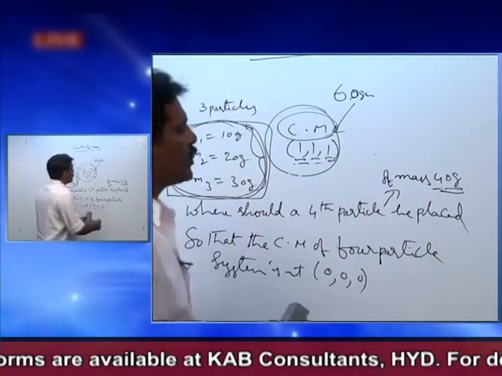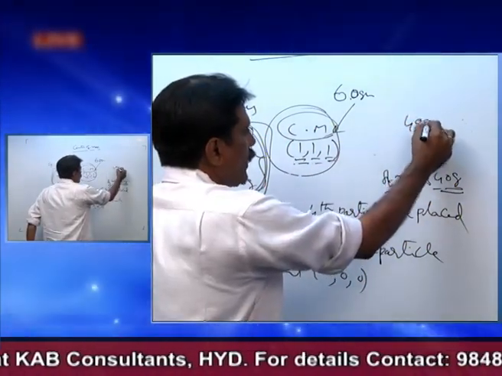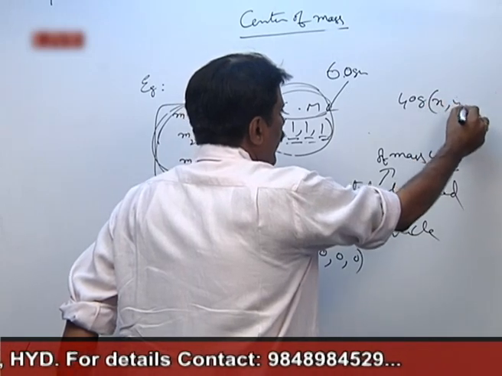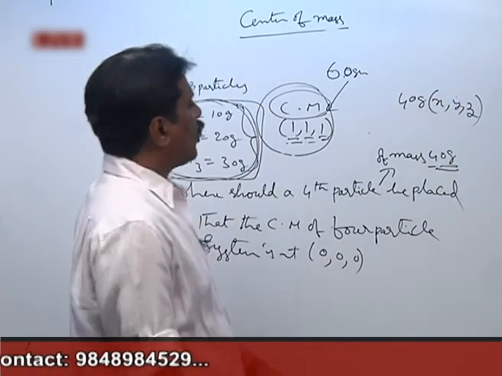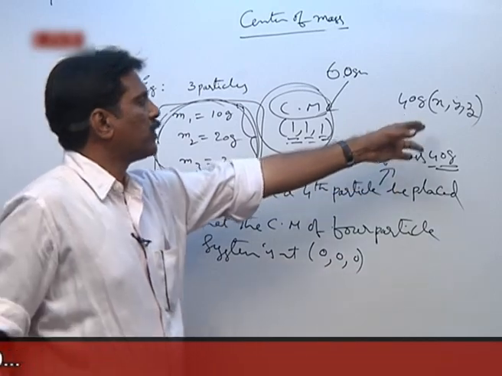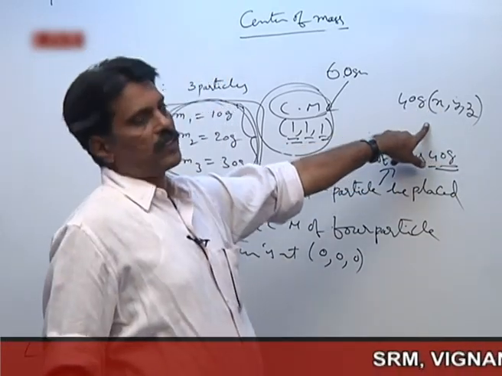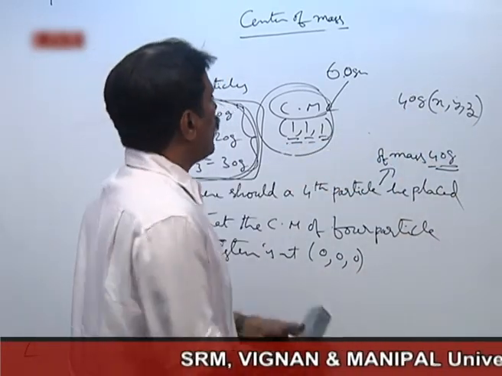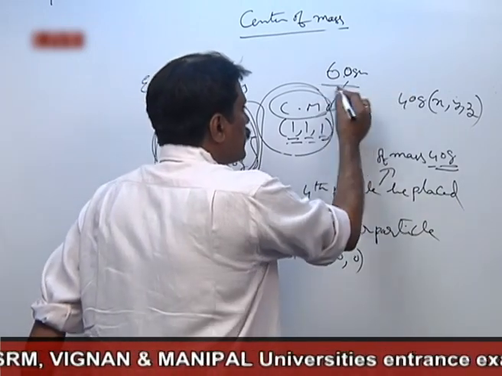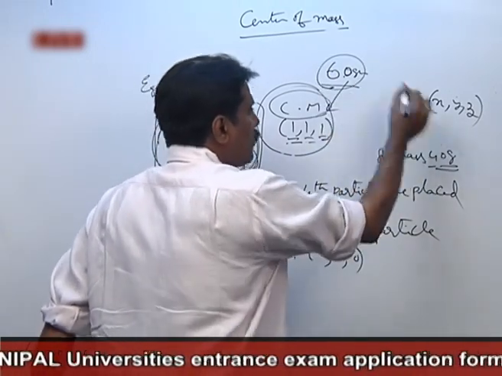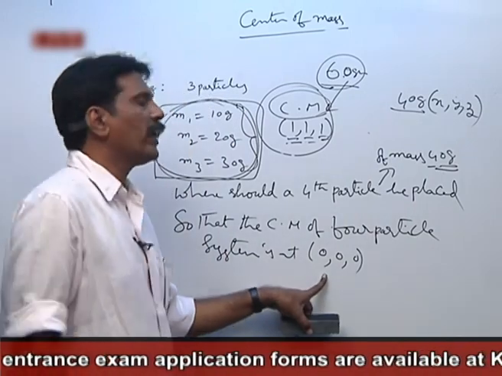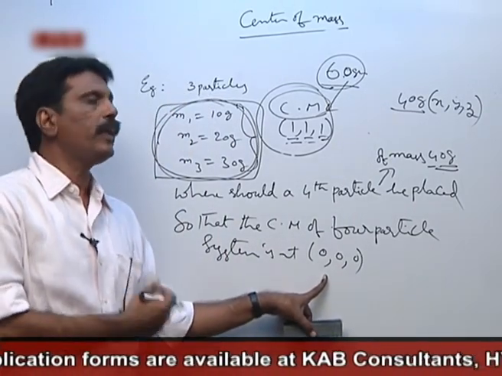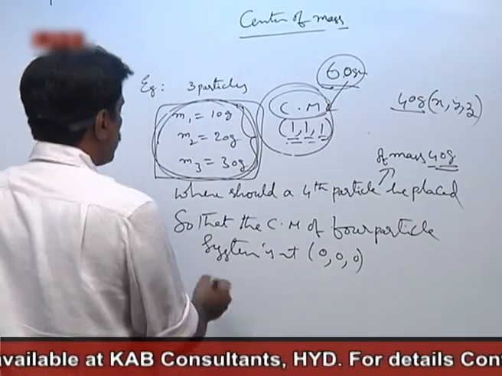Now for the 40 grams, we don't know the coordinates, which we have to find. Let the coordinates of 40 grams be x, y, z. The x coordinate is x for the 40 grams. Now, the x coordinate of the combination of this 60 grams mass and this 40 grams should be equal to 0, according to the condition given in the problem. Therefore, what can we write?